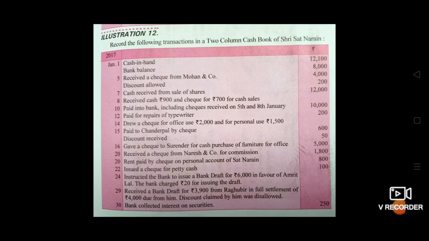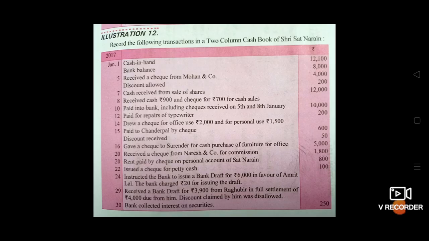that is received check from Mohan and Company and discount allowed. So the entry will be check in hand account debit 4,000, discount allowed account debit 200, to Mohan and Company's account 4,200. Understood? We will not enter anything in cash book on 5th January.